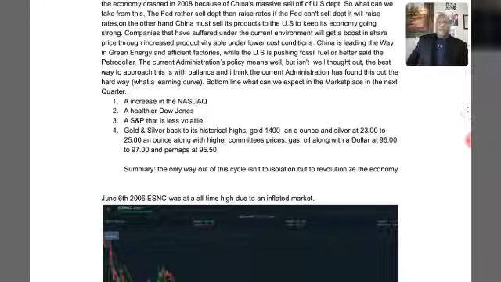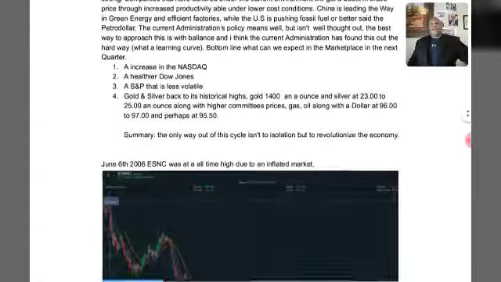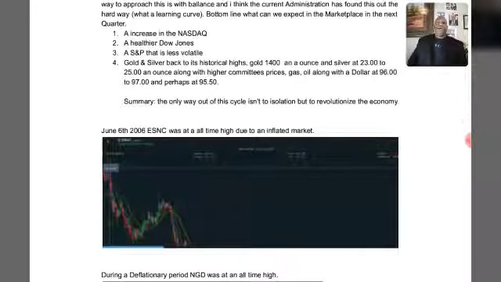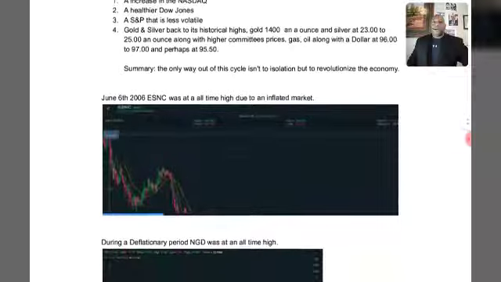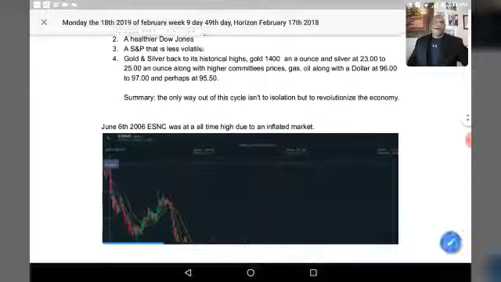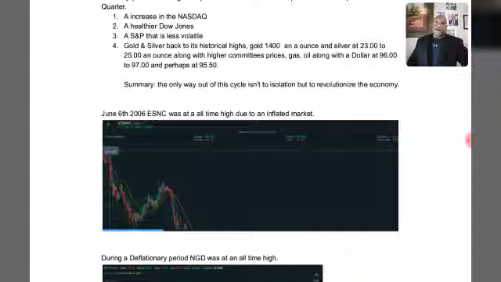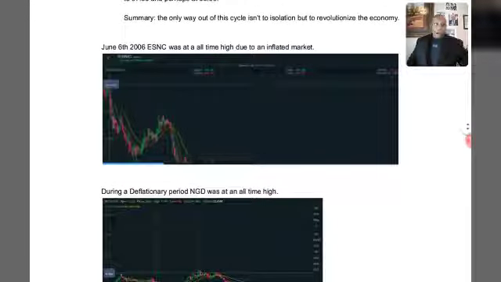Summary. The only way out of this cycle isn't isolation, but to revolutionize the economy. June 6, 2006, ESN was at an all-time high due to an inflated market. If you want to know what they do, you can look up the ticker. You can go to the last show. If you've been following this, you'll know what I'm talking about.